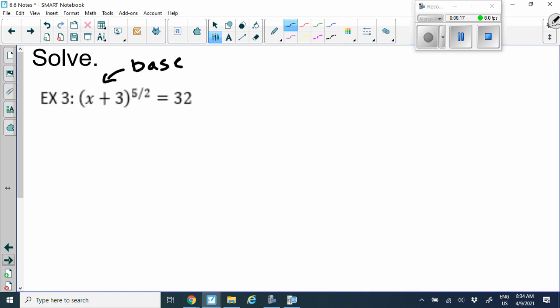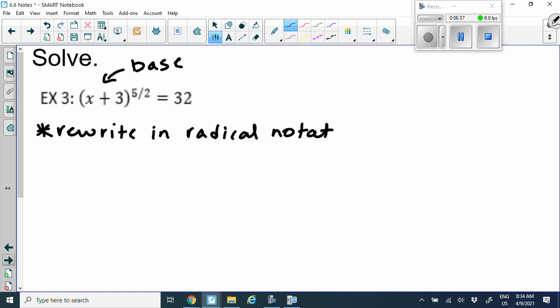So what we need to do is see, is there anything before or after it we need to get rid of? Well, in this case, we do not. So now we are going to go ahead and rewrite in radical notation. Once again, go ahead and pause the video and rewrite x plus 3 to the 5/2 in radical notation. Okay, let's see what you got.